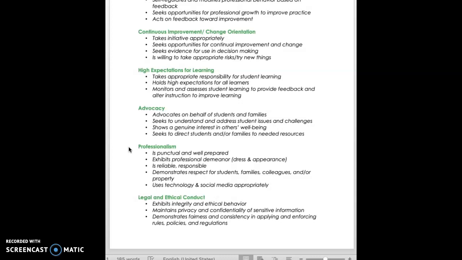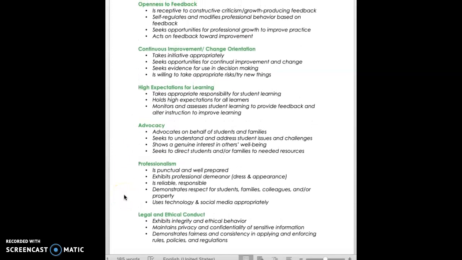We also are fair and consistent in applying and enforcing rules, policies, and regulations across the board. We do not discriminate based on any of the diverse needs that our children or the diversity of our children in the classroom. Again, whether it's your field experience classroom, your internship classroom, or your own classroom once you become a licensed teacher. So those are very important for us to make sure that we're following in the classroom.